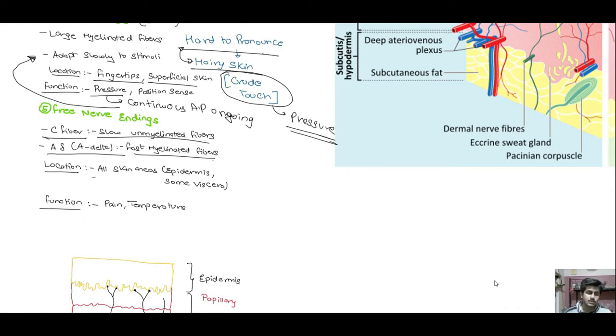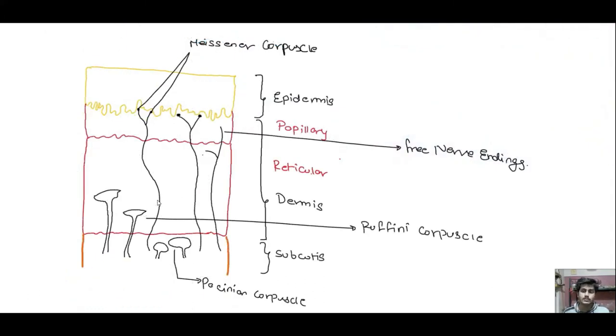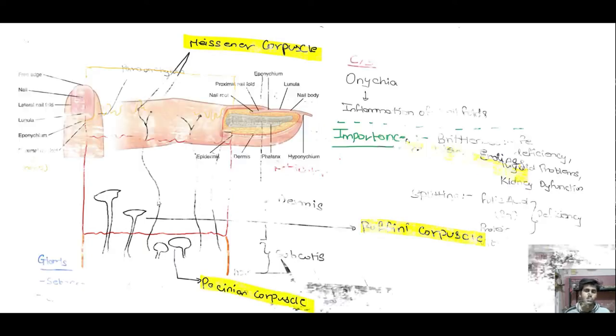So these free nerve endings are present in all skin areas in the region of the epidermis and the viscera, and are involved in the sensation of pain and temperature. As we've discussed previously, in the diagram here, we have the mucinous corpuscle, then the free nerve endings, the raphenic corpuscles in the region of the papilla, in the region of the reticular dermis, and the Pacinian corpuscle, which is present in the region of the hypodermis.